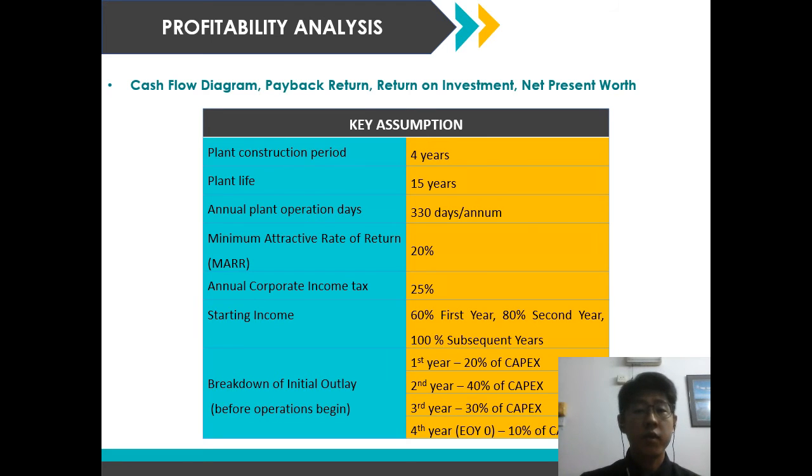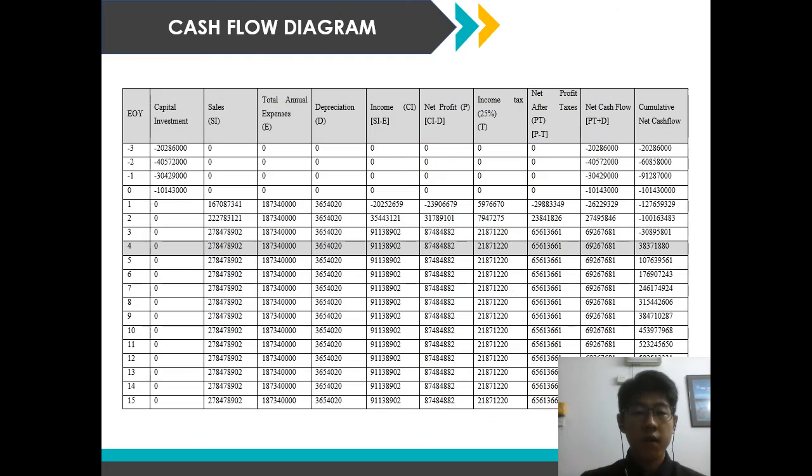Profitability analysis will be conducted based on 4 criteria: cash flow diagram, payback return, return on investment, and net present worth. But prior to that, we'll have several key assumptions as listed. We begin to plot the cash flow diagram with the key assumptions, starting from capital investment, sales, total annual expenses, depreciation, income, net profit, income tax, net profit after tax, net cash flow, and finally cumulative net cash flow. At the end of year 4, we can notice that there's a positive cumulative net cash flow.